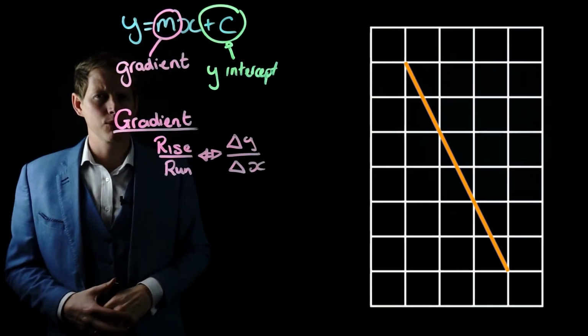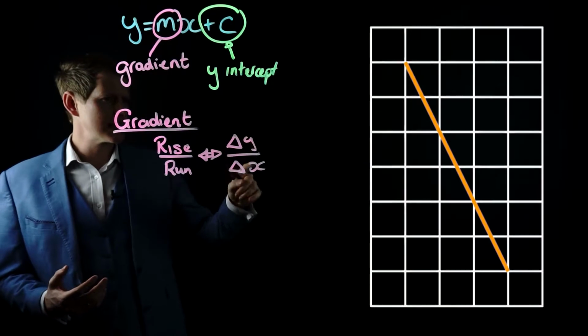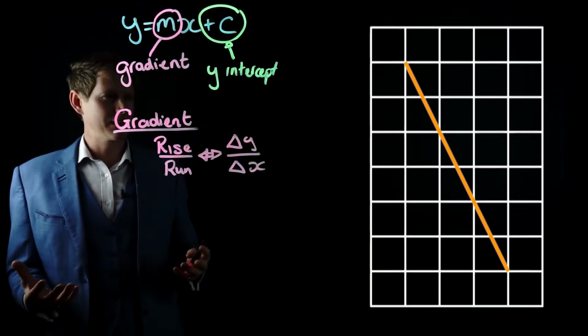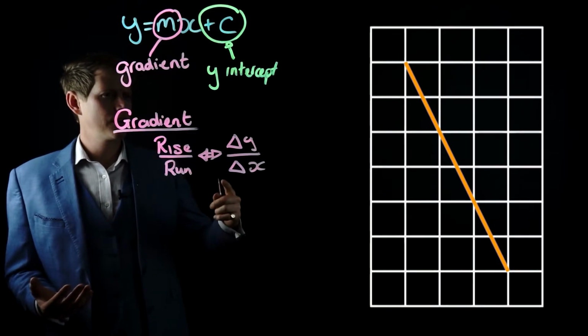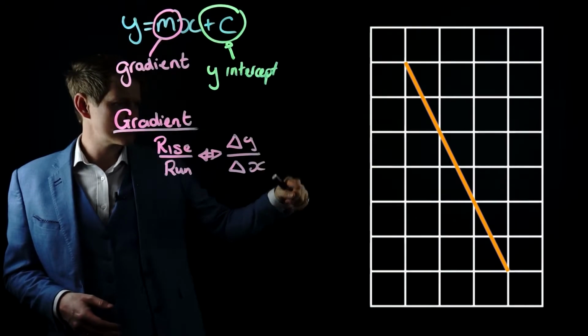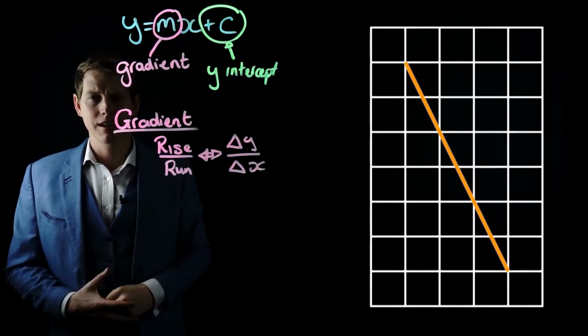We're going to learn a little bit more about that in a minute. But for now, we can see that it goes 6 down and 3 across. And that can be simplified to 2 down, 1 across. And if you look from the top, 2 down, 1 across, 2 down, 1 across, 2 down, 1 across. All the way along that line, everywhere has the same gradient.